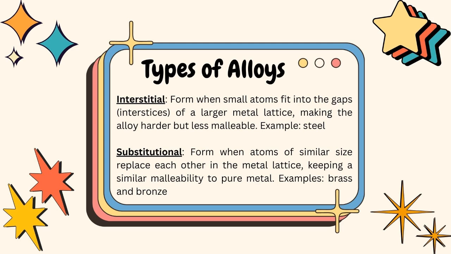An interstitial alloy forms when smaller atoms fit into the gaps, interstices, of a larger metal lattice, making the alloy harder but less malleable as there is less space between the atoms. An example of this would be steel.